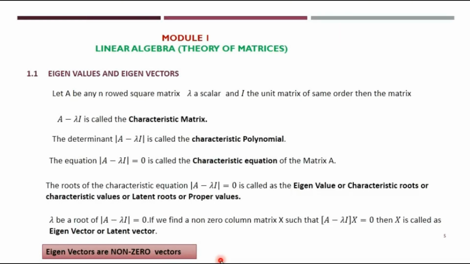So we have to remember 2 things: how to find eigenvalues and how to find eigenvectors. To calculate the eigenvalue, we have to calculate determinant of A minus lambda I equal to 0. We have to find its roots. Whatever roots we get, those roots are called the eigenvalues. And if we have to find an x in such a way that A minus lambda I into x equal to 0, then this x is called an eigenvector. Remember, eigenvectors are always non-zero vectors. Clear? Up till here?